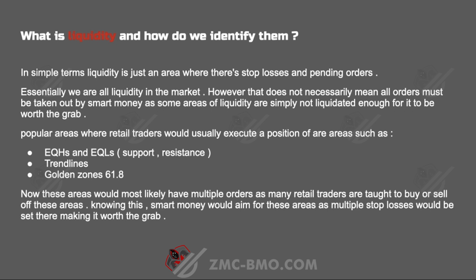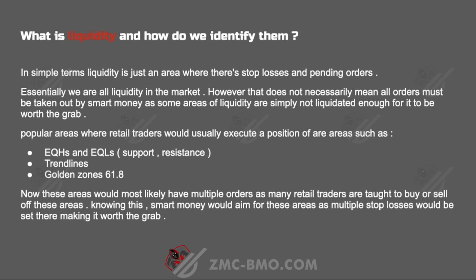However, that does not necessarily mean all orders must be taken out by smart money, as some areas of liquidity are simply not liquidated enough for it to be worth the grab. Popular areas where retail traders would usually execute a position are equal highs and equal lows, examples of that would be support and resistance levels, double tops, double bottoms. Another popular area would be trend lines, and another popular area will be golden zones. All of these three areas are strategies where a typical retail trader would usually execute a position on.